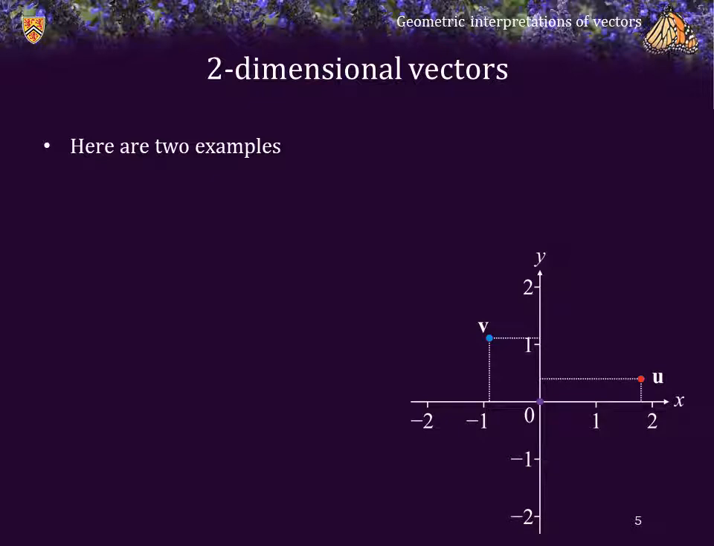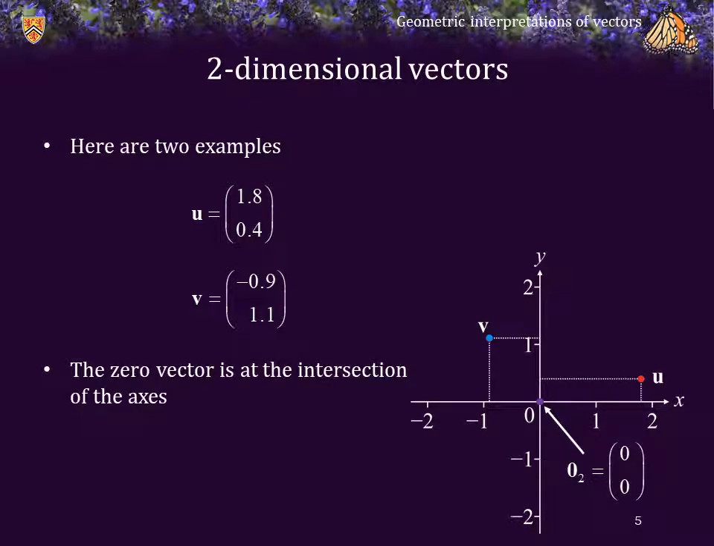Here are two examples. So, for example, the vector u may be the vector 1.8, 0.4. The vector v may be negative 0.9, 1.1, and the 0 vector is at the intersection of the axes, which is why it is sometimes called the origin.